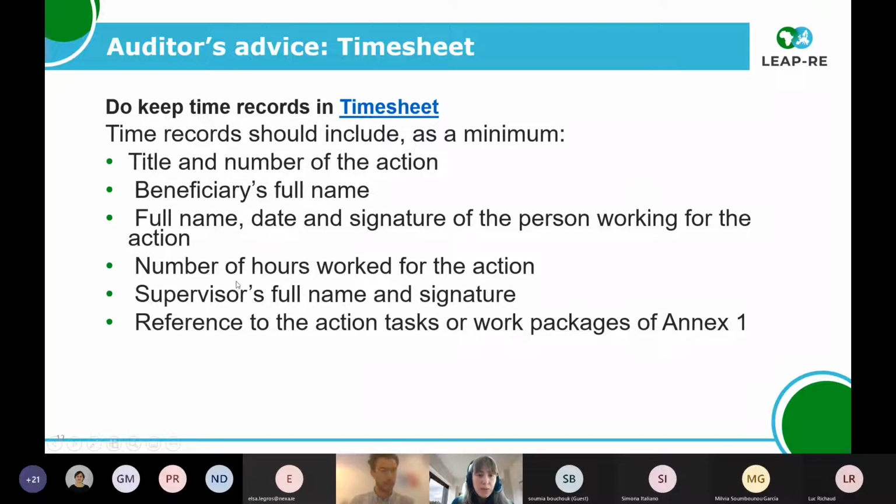So, like I said, the person has to record the hours spent on the project. He has to specify specifically on which work package and which task he worked on. And then his supervisor will countersign the document. So we need also the name of the supervisor. So in addition to the signature, you have to put the name of the person who countersigned it.